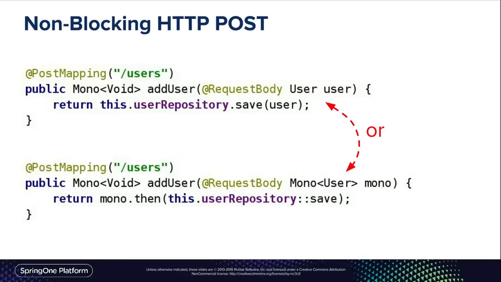On the HTTP post side, we have a similar example here. I talked about this a little bit earlier. You can see that you can take user explicitly as an input type, while in the second example, we're taking a mono of a user. And by the choice of which one of these you use, the controller method in the first case will not even be invoked until the user is fully deserialized from the request body.